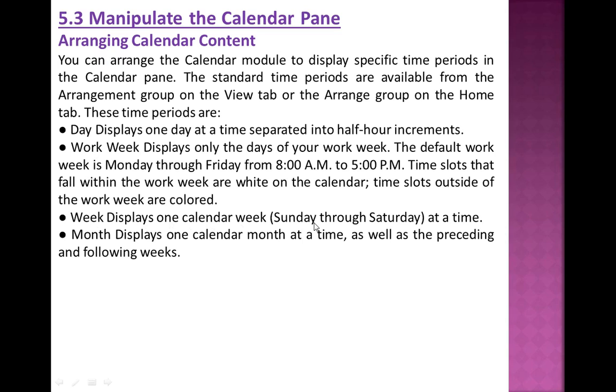Week displays one calendar week, that is Sunday through Saturday at a time. Then there is a month, which displays one calendar month at a time. This shows only the week, that is from Sunday to Saturday. This shows only the month as well as the preceding and the following month. These are the different views, or these are the different parts of the calendar pane. We can display the calendar as a day, work week, week, or month display.